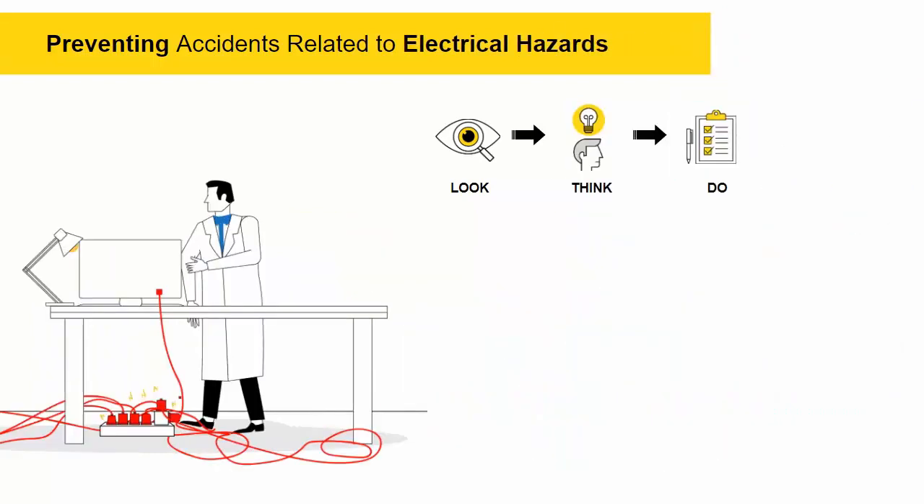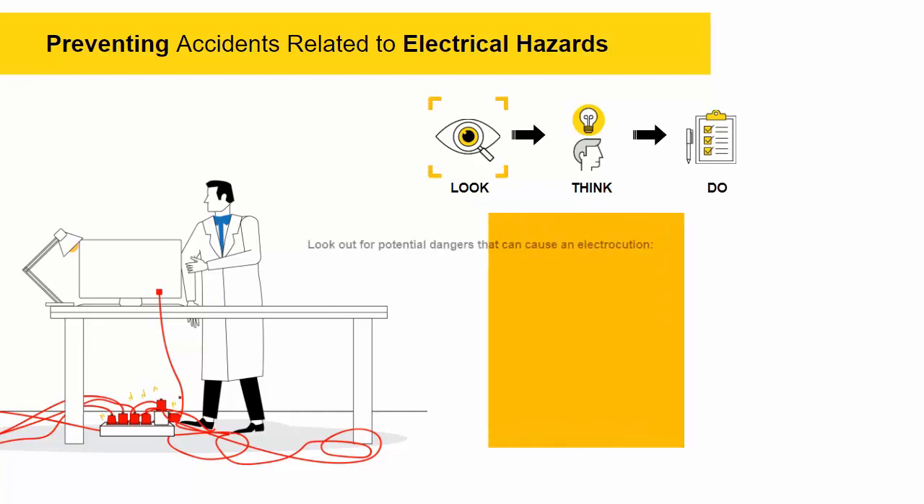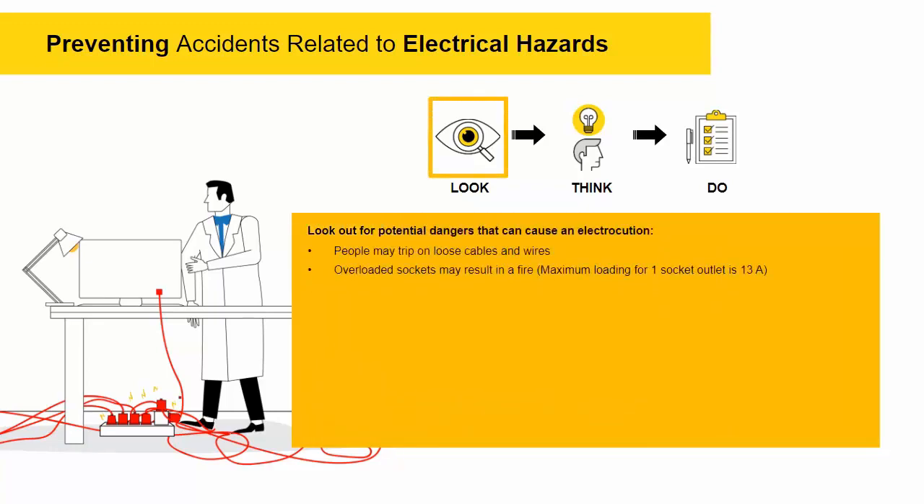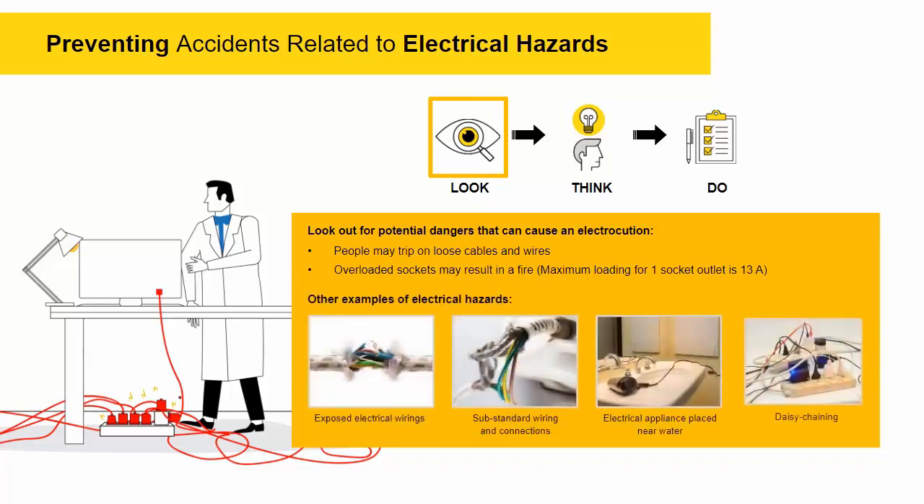The electrician did not do a good job laying out electrical cables in Kevin's office. How can Kevin protect himself and his colleagues from having accidents while at work? Firstly, Kevin should look out for potential dangers that may cause an accidental electrocution. He should also look out for other electrical hazards as described here.